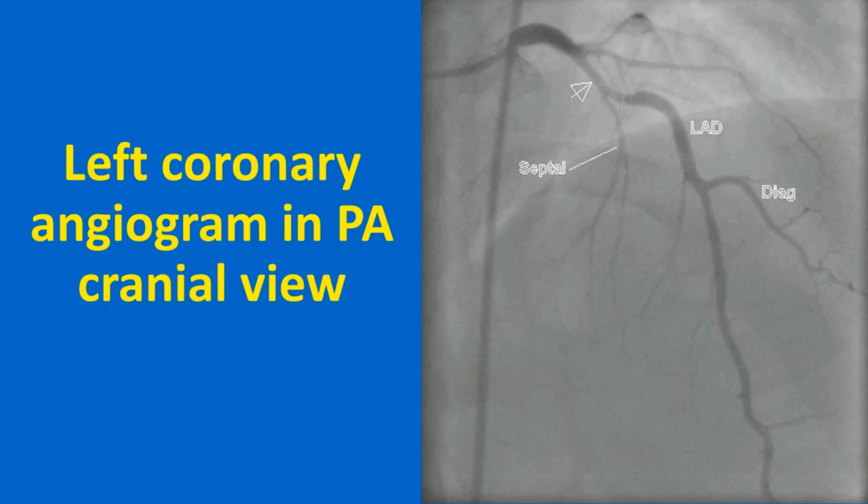In this case, a recanalized vessel after anterior myocardial infarction. Septal and diagonal branches of LAD are also seen. Almost the whole extent of the LAD is seen well. Proximal left circumflex is foreshortened in this view.